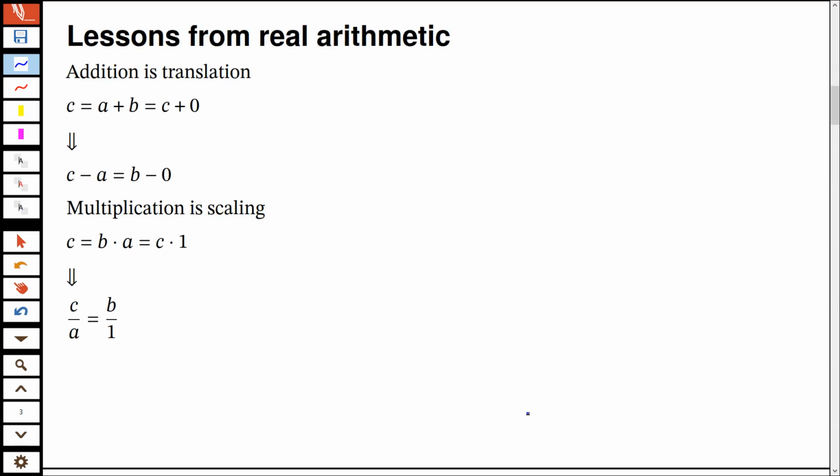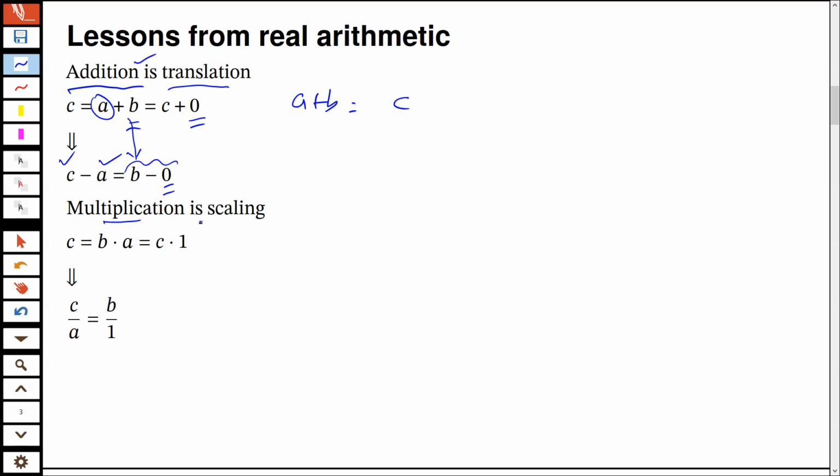The lessons which you should learn from real arithmetic are two lessons. You should see addition as a translation. Let's say you start from A and you add B to it, you get C. You want to know what changed as you went from A to C because you added B to it. That can be understood by looking at 0. The difference between where you started, which is A, and where you ended, which is C, is the same as the difference between 0 and what you added. So 0 is important for addition. You are actually changing 0 by adding things.